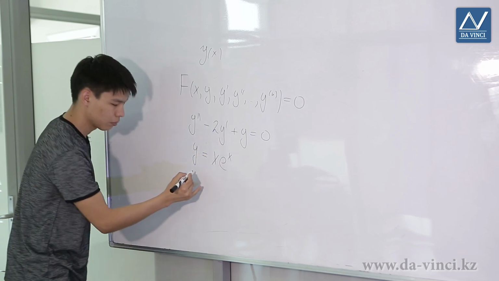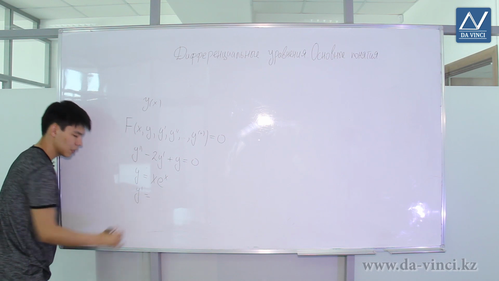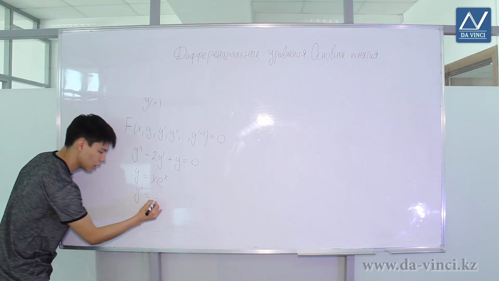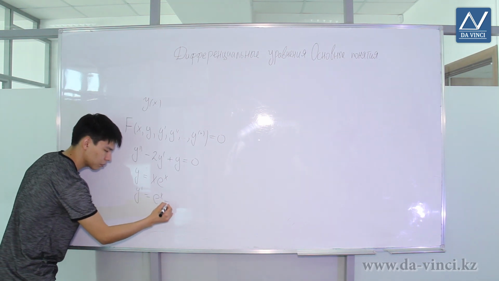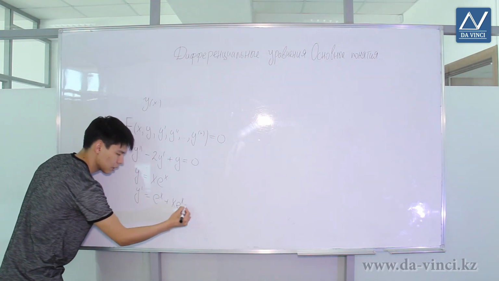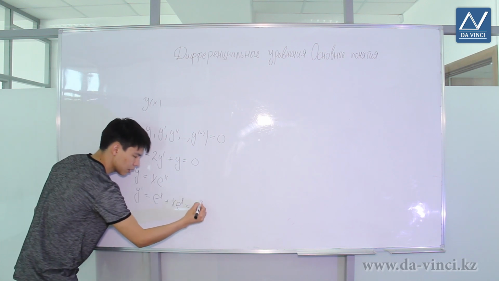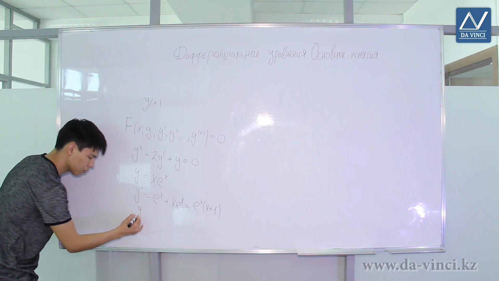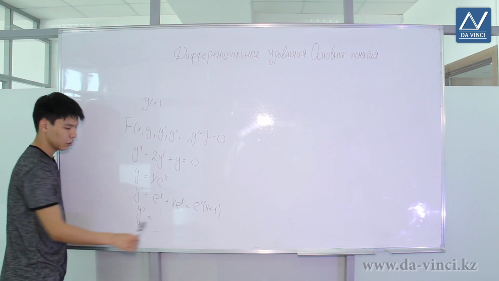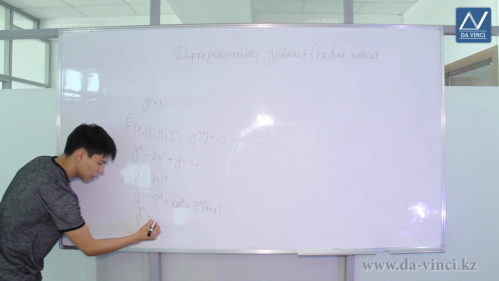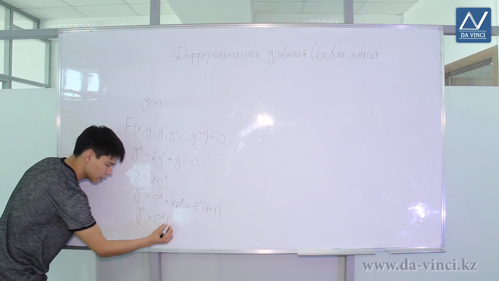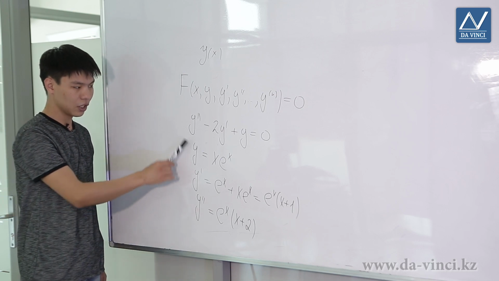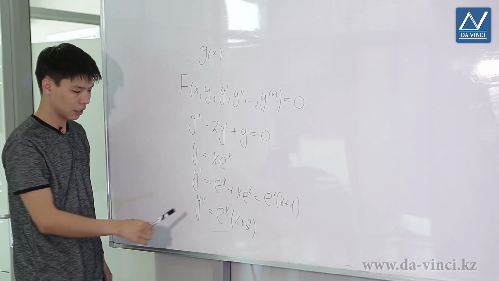To do this, we need to calculate the first derivative. The first derivative is defined as the derivative of a product: that would be e to the power of x plus x e to the power of x, or take out e to the power of x. It will be e to the power of x times (x plus 1). Now let's define the second derivative. We do it the same way. That would be e to the power of x times (x plus 2).